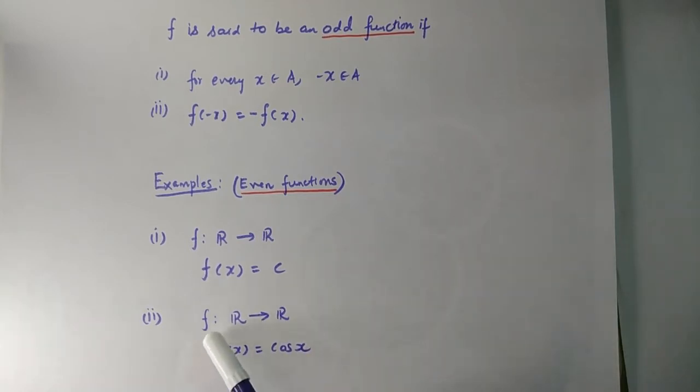Similarly, let us consider the cos function f from R to R such that f of x is equal to cos of x. We are well aware from our elementary trigonometry knowledge that cos of x is equal to cos of minus x. So this is also an example of an even function.